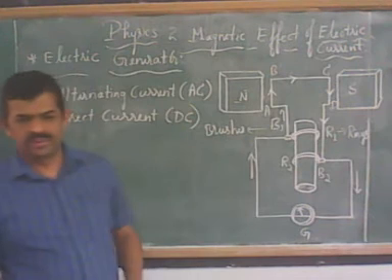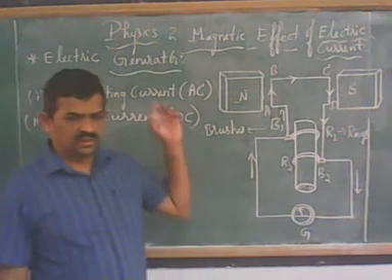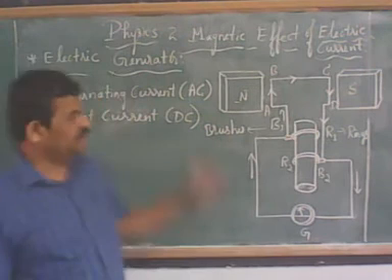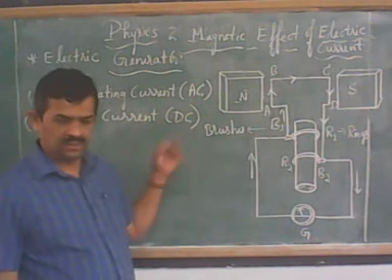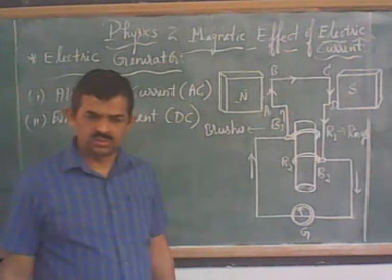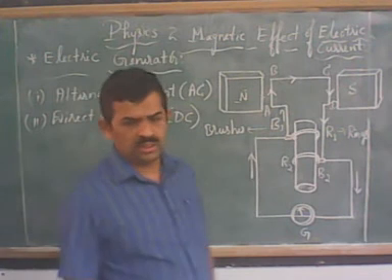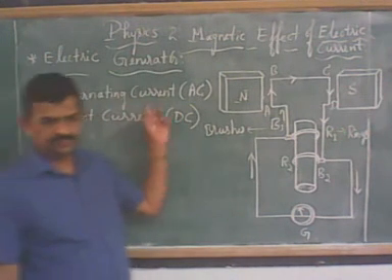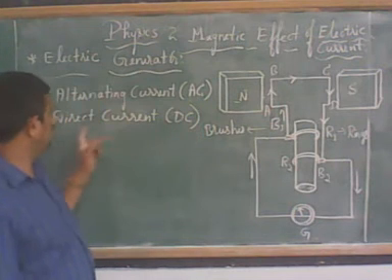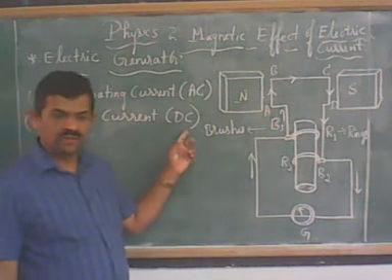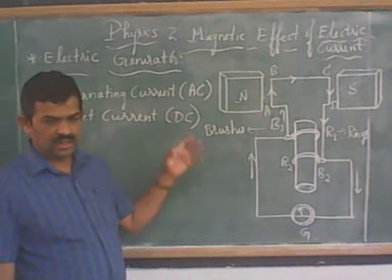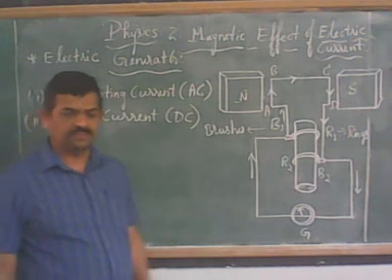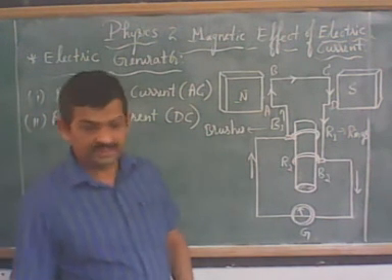Good morning, everybody. Under magnetic effect of electric current, today we are going to study the electric generator, another important device to understand. Here you observe what is alternating current, short form AC. Similarly, what is direct current, short form DC. And as you know already, in the previous class you have studied Fleming's right hand rule.